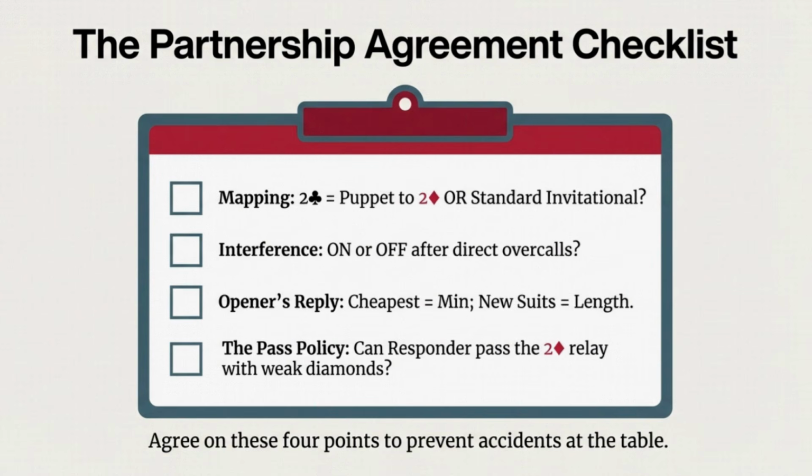All right, let's bring this all home. If you're getting excited about trying this out, here's a simple, actionable checklist to help you and your partner get on the same page. There are really just 4 key things you've got to sort out. First, define your mapping. Is 2 clubs simply invitational, or is it a puppet forcing a 2-diamond bid? Second, decide your rules for when the opponents interfere. Is XYZ still on, or is it off?